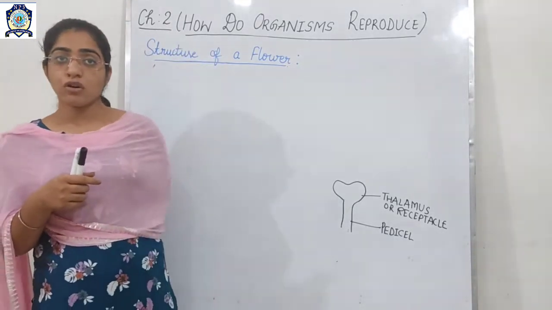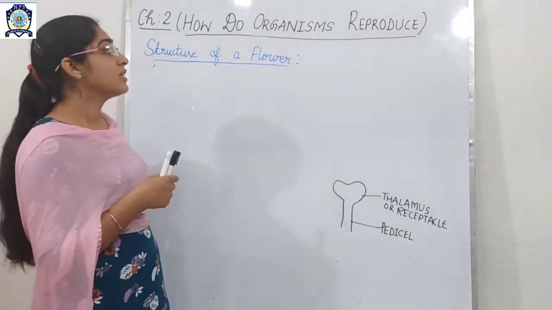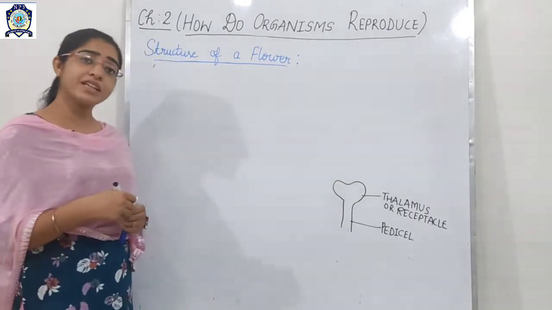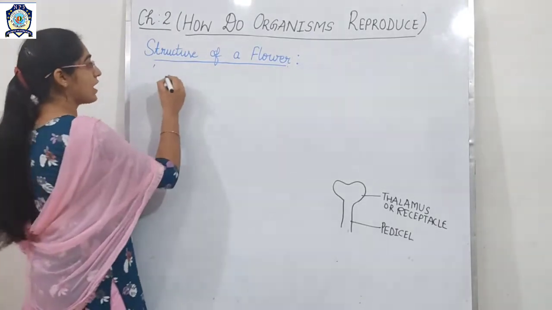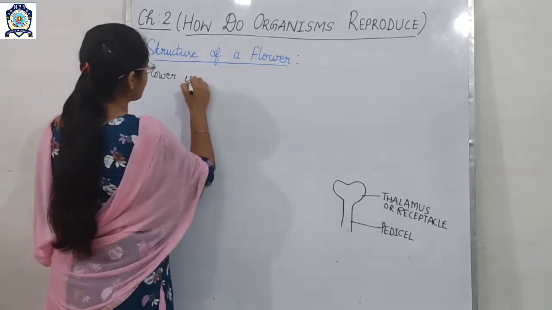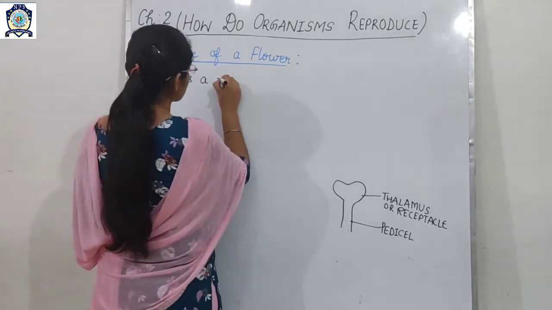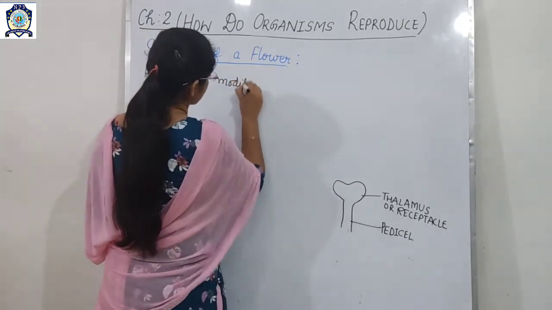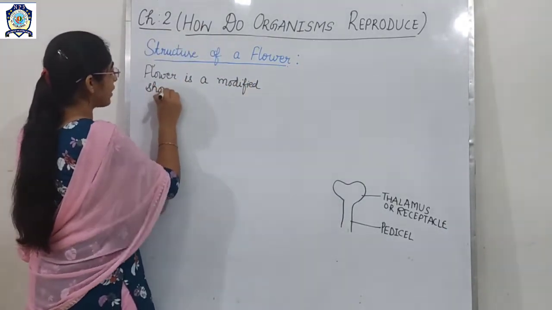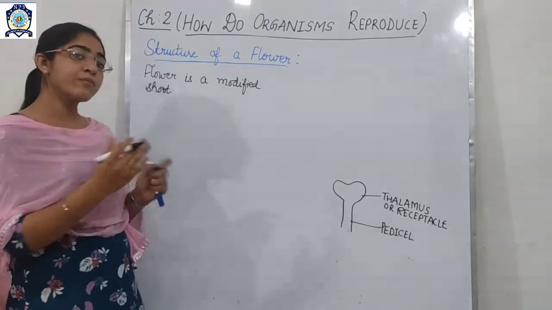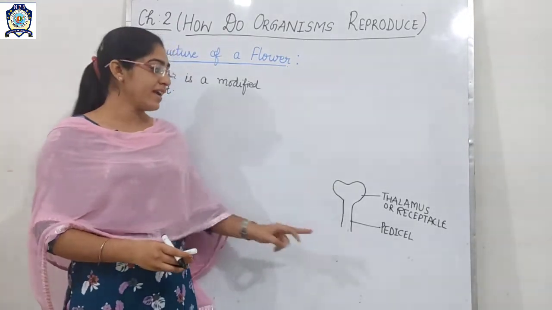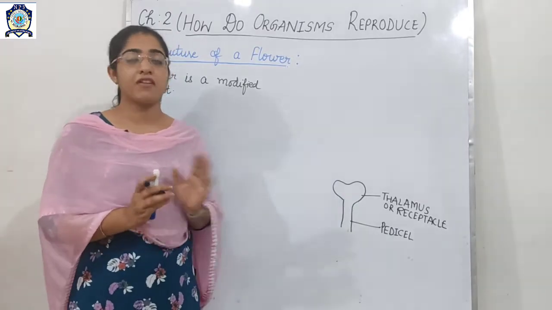First of all, you should know the definition of a flower. So what is a flower? A flower is a modified shoot. Shoot and stem are both the same. So the modification of the stem forms the flower.